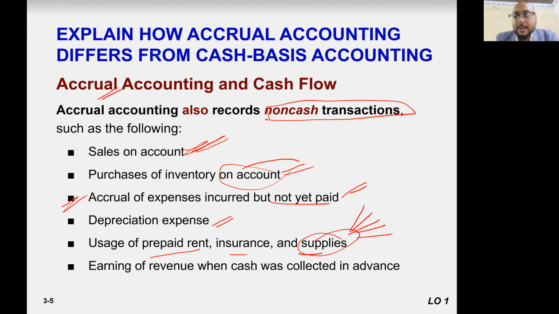Earning of revenue when cash was collected. Simple. For example, you received cash in advance before sending the goods. Sometimes a customer pays you in advance. You also record that, in which cash is involved, but goods are not transferred yet. Right? Okay.